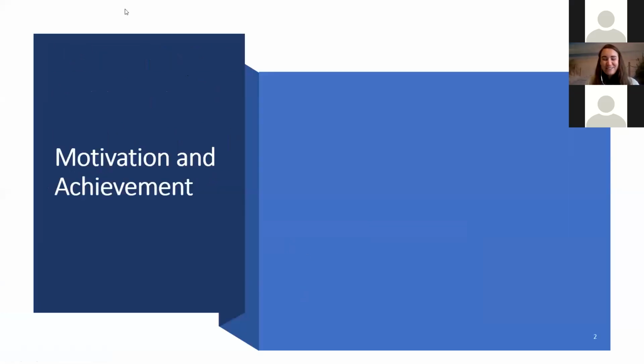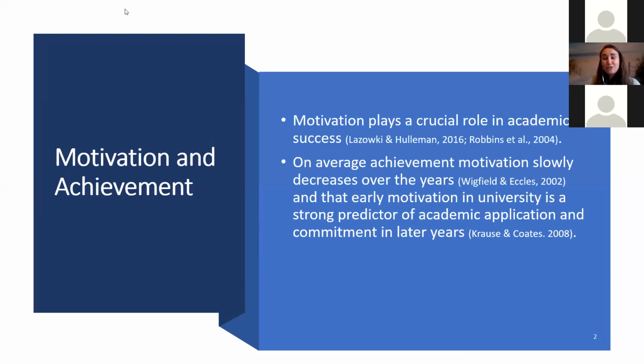So the beginning here, we've heard a lot about this already, but as you may all know, motivation plays a crucial role in academic success. The more motivated students are, the better they do. And that's true for elementary, high school, and university students. What we know from longitudinal studies in motivation is that motivation tends to decrease over time, and that students' early motivation at the beginning of their undergraduate program is a strong predictor of their academic commitment and application in later years and plays a key role in degree attainment.